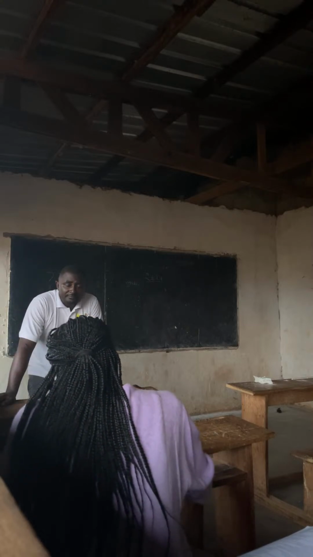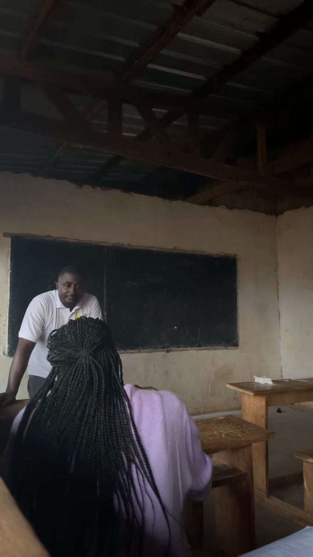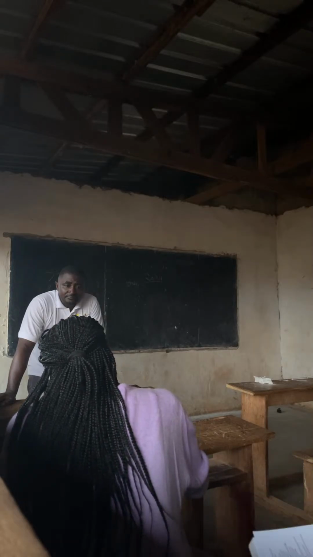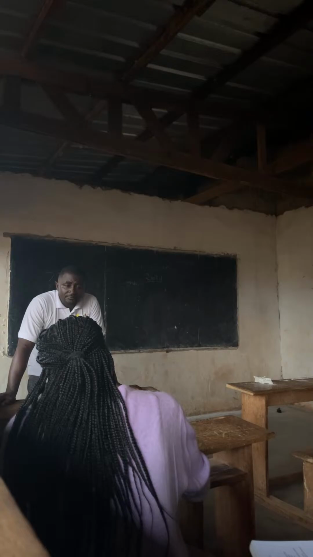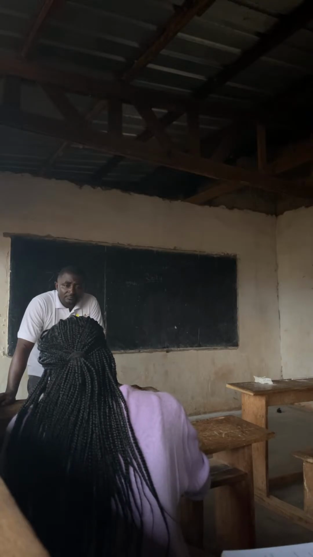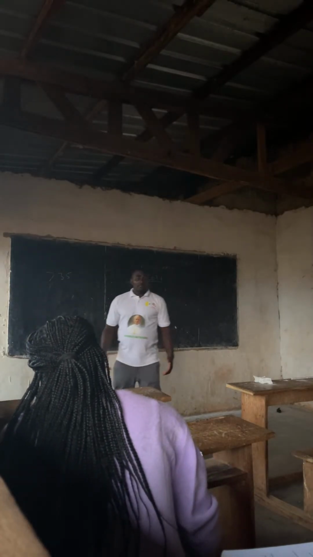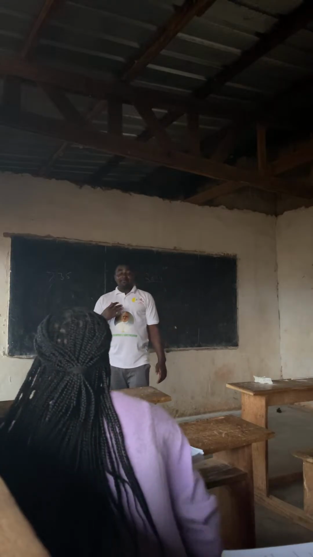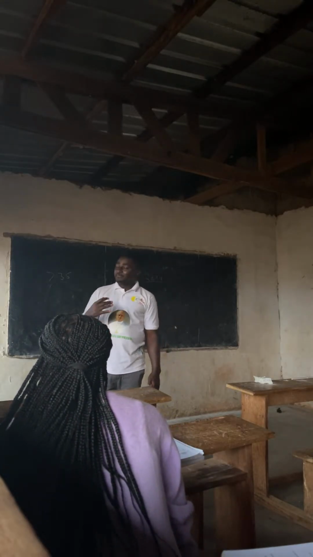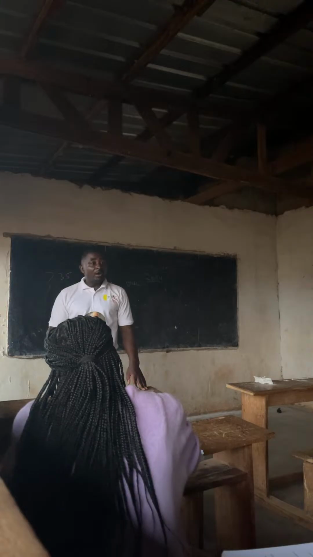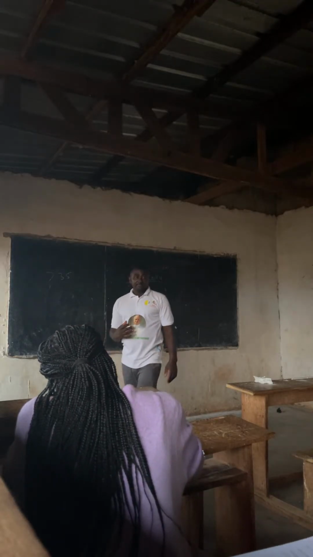Which condition is characterized by the separation of the placenta from the uterine wall? A. Placenta previa. B. Placenta abruption. C. Ectopic pregnancy. D. Preterm labor. What is the answer? Placenta abruption. Placenta abruption is the premature separation of the placenta from the decidua basalis.